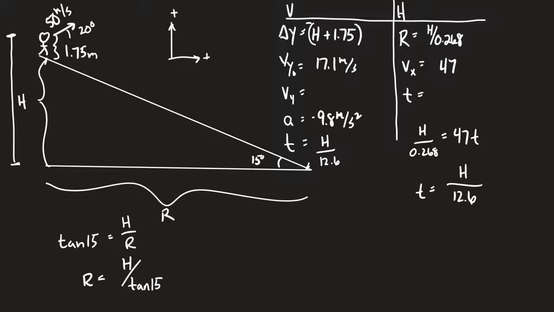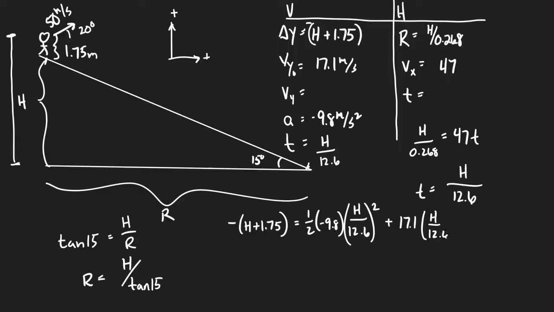which I think will give me negative h plus 1.75 equals 1/2 times negative 9.8 times h over 12.6 squared plus 17.1 times h over 12.6.